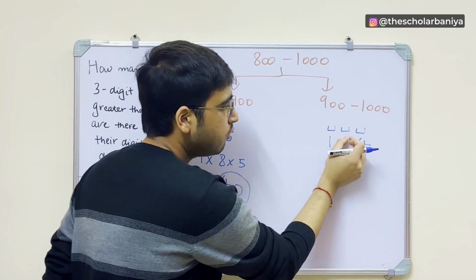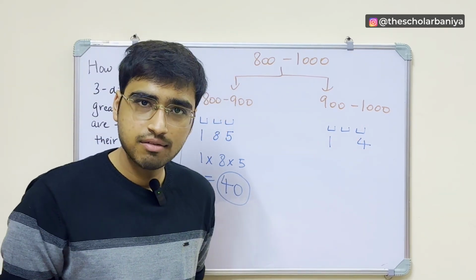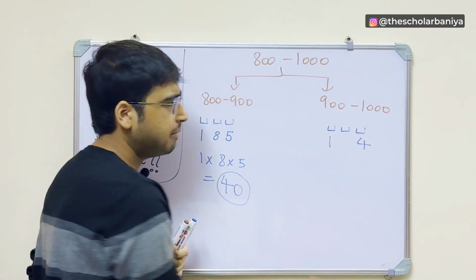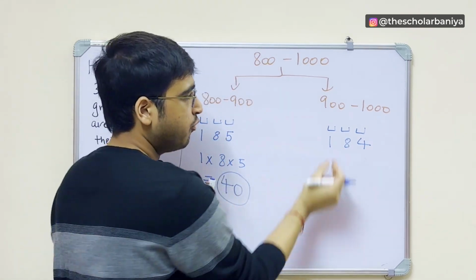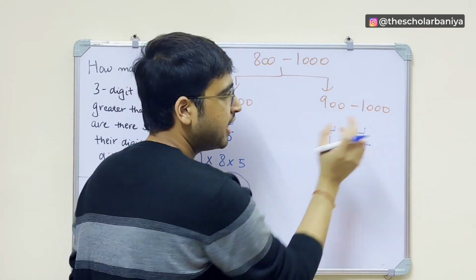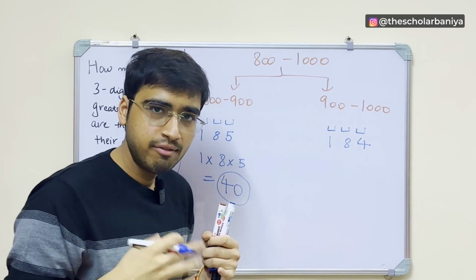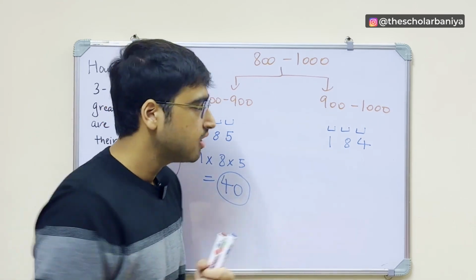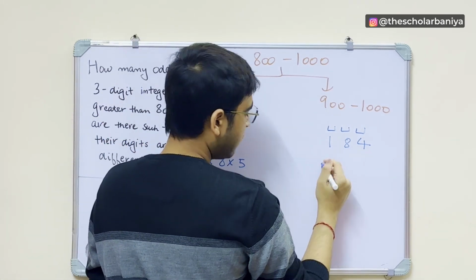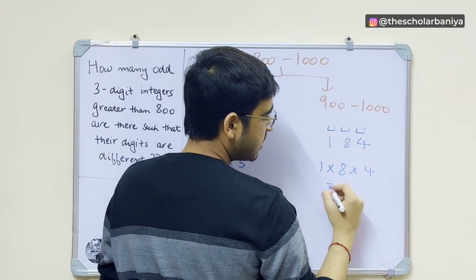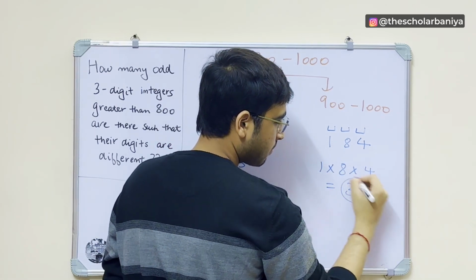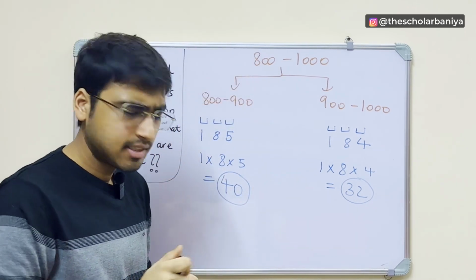Now for the middle digit, how many options do we have? 8, same. Why? Because there are a total of 10 digits. One digit has been used here, one digit has been used here, so we are left with 8 unique digits. So how many total options are there? The total options become 1 into 8 into 4, which is 32. I hope this makes sense.